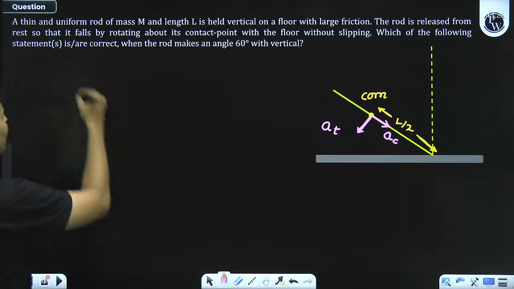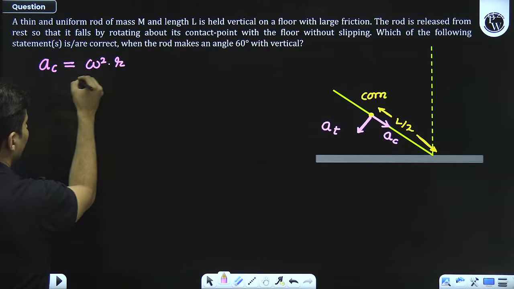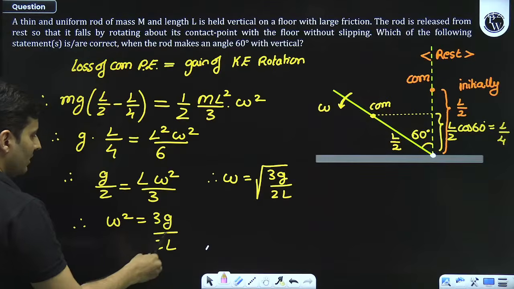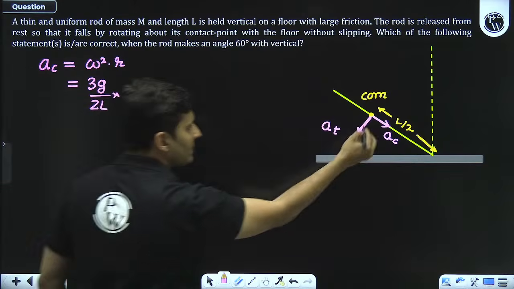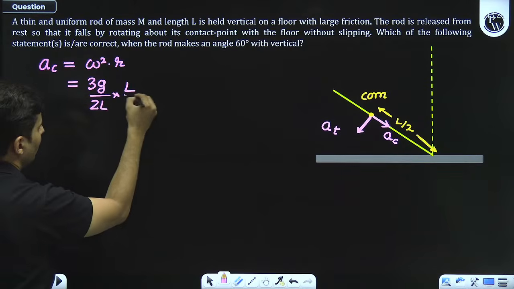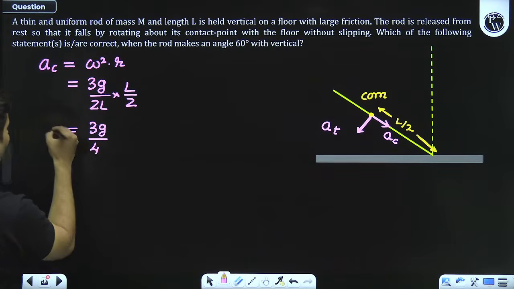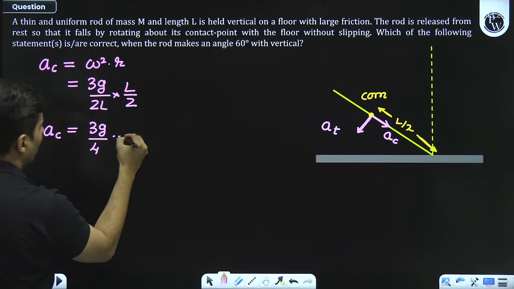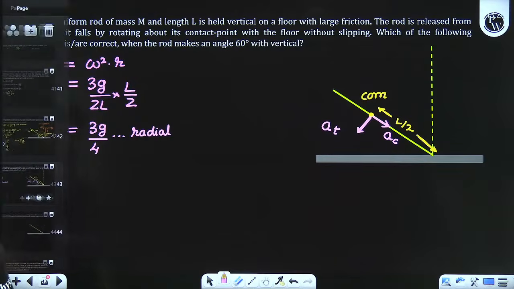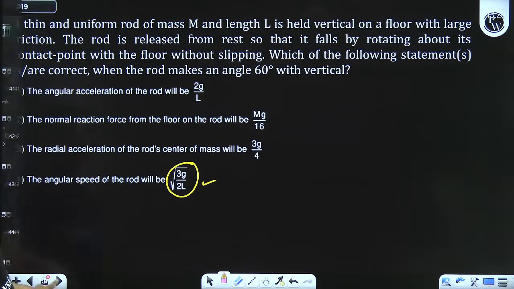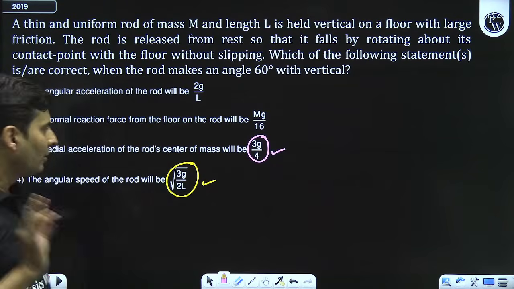How much will be the centripetal acceleration? We can find it out. Centripetal acceleration is omega square into r. Omega square, we got it here, 3g by 2l already. So it is 3g divided by 2l. Radius is nothing but L by 2, so just put L by 2 over here. L will get cancelled. So it will become 3g by 4, the radial or centripetal acceleration. Let's check it out. The radial acceleration will be 3g by 4. Absolutely the right answer. Got it.